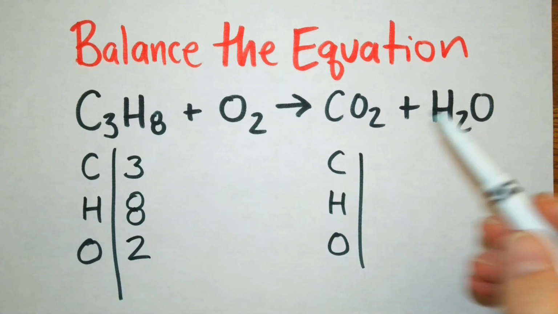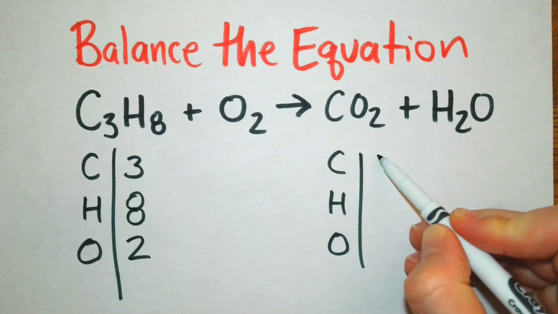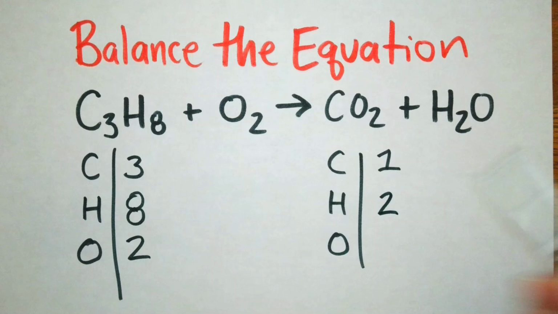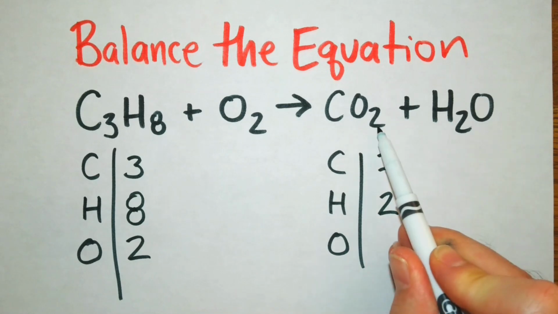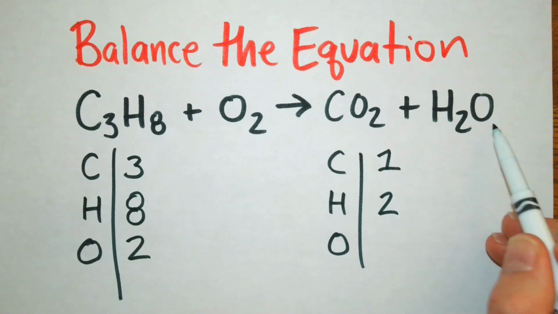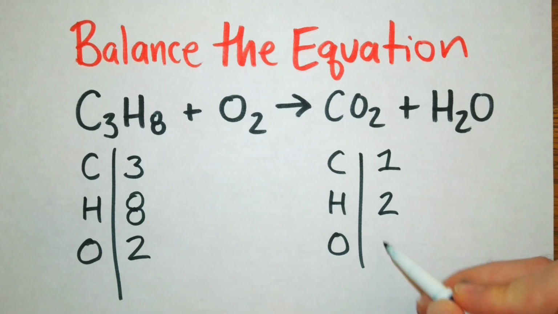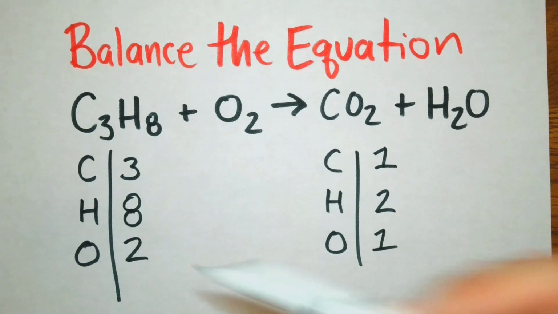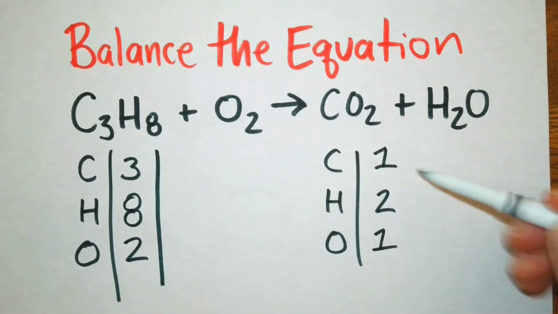On the product side of the reaction, we have 1 carbon. We have 2 hydrogens. Now be careful, we have 2 oxygens in the CO2 and then 1 oxygen in the H2O. Don't forget to count both of them. Okay, so we can see they're all unbalanced. The 3, 1, 8, 2, 2, and 1. So each of the elements are unbalanced. So let's see what we can do.